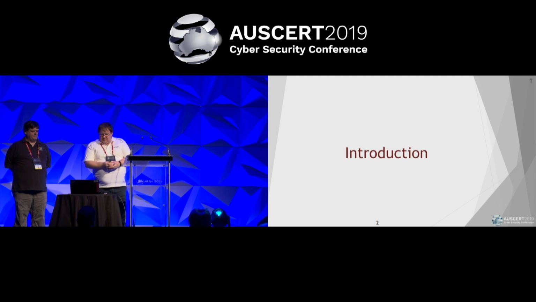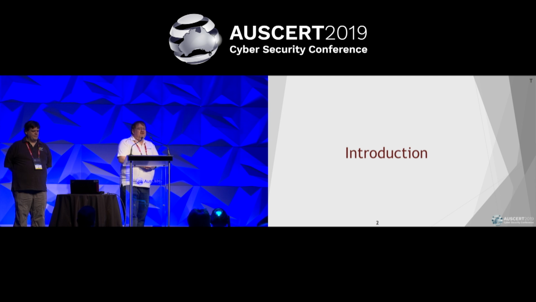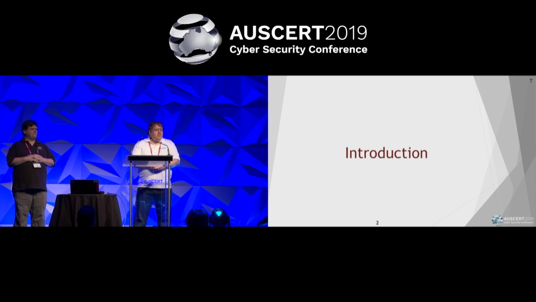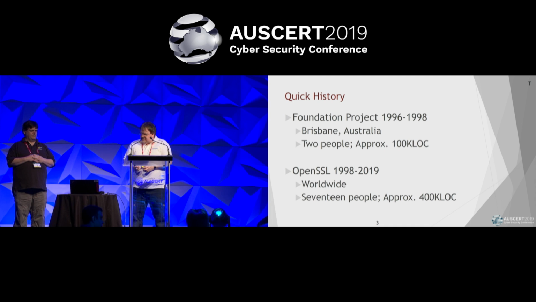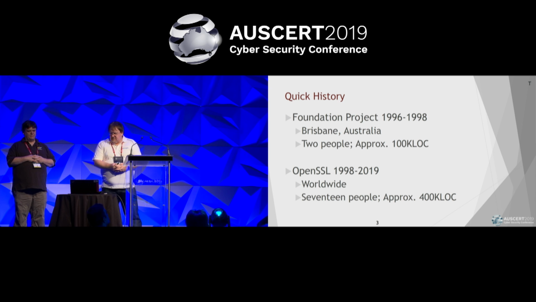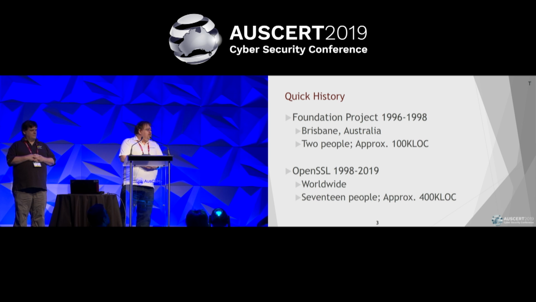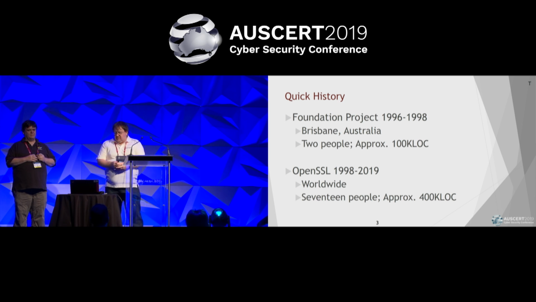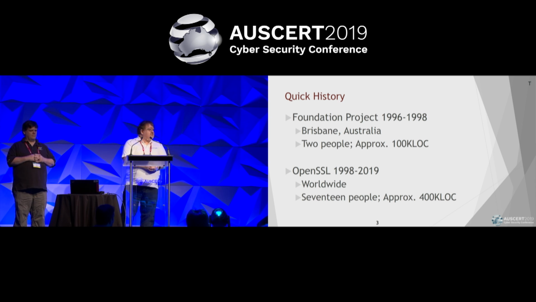One of the things that we always feel is a good thing to reflect on is, where did OpenSSL come from? It's a history that a lot of folks here probably are aware of, but when we talk about OpenSSL overseas, very few people seem to realise that it originally came from something fairly local to here. So the origins of OpenSSL actually were in 1996 up in Brisbane. And it was just two people, and between them they managed to produce about 100,000 lines of code.